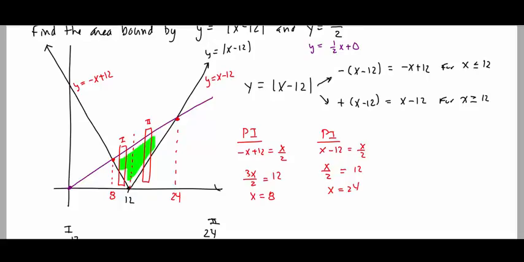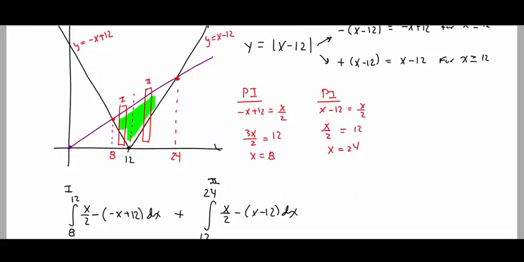And of course, you can simplify these quite a bit. So this would be the integral from 8 to 12 of x over 2 plus x, which is 3x over 2 minus 12 dx. Then 12 to 24, x over 2 minus 1 times x, which would be a negative x over 2, plus 12 dx. Don't drop your dx's. Now if you go through and solve for this, it's 48. These aren't too bad to work with once you get going.